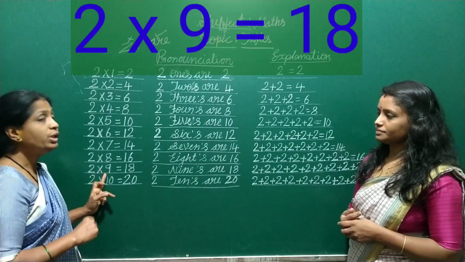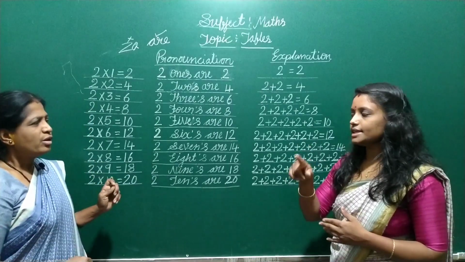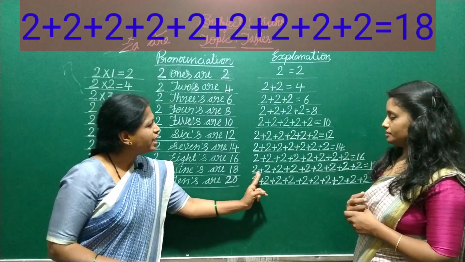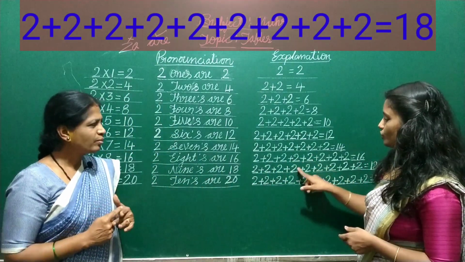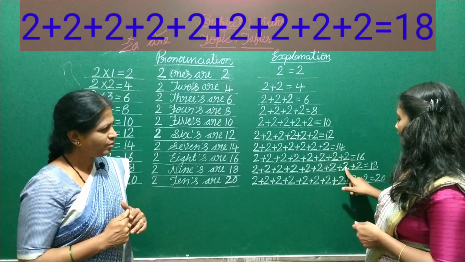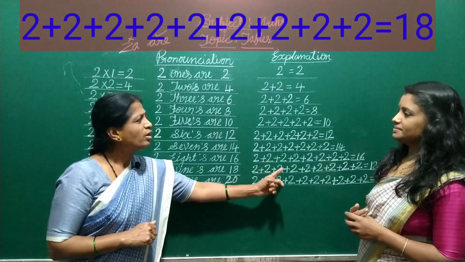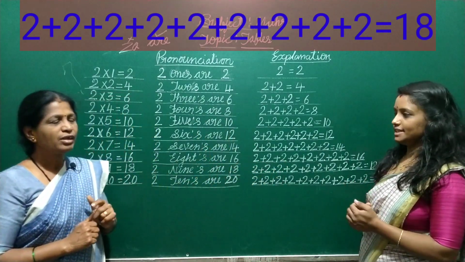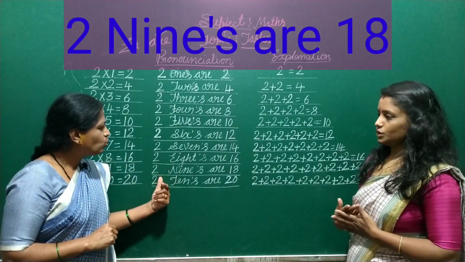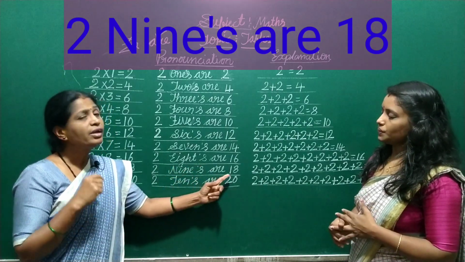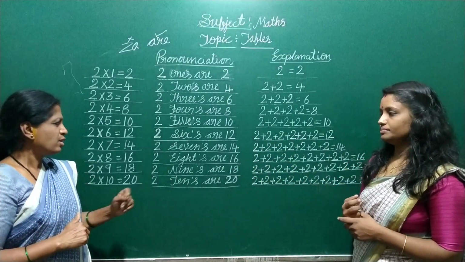Now 2 into 9 equals 18. You can see here 9 times 2 are there. Count and see. 1, 2, 3, 4, 5, 6, 7, 8, 9. 9 times, ma'am. So 9 times 2 gives 18. Okay, ma'am. How to pronounce it? 2 9's are 18.